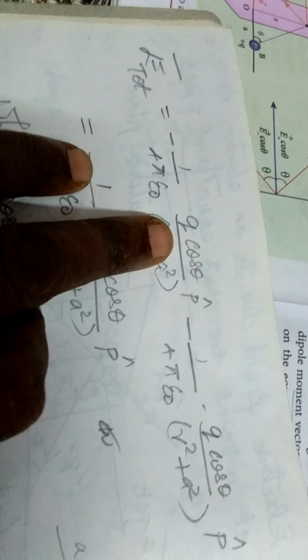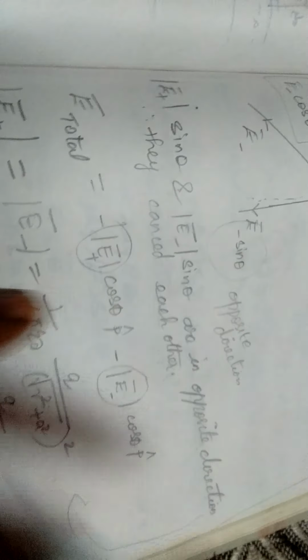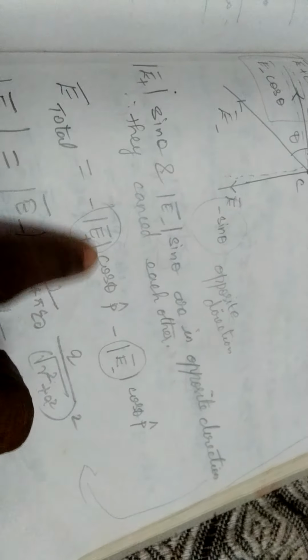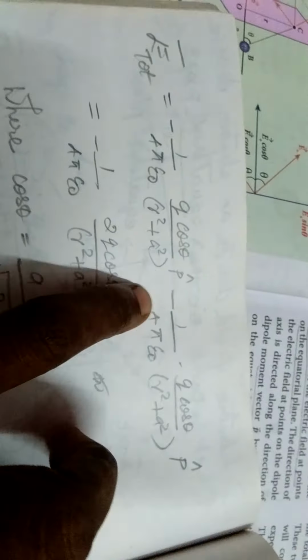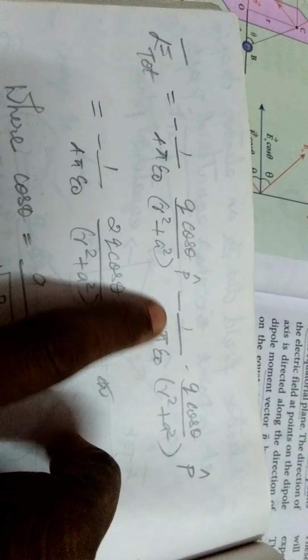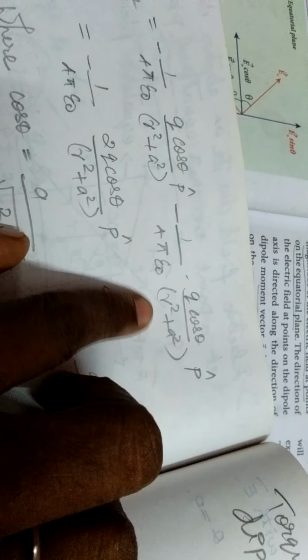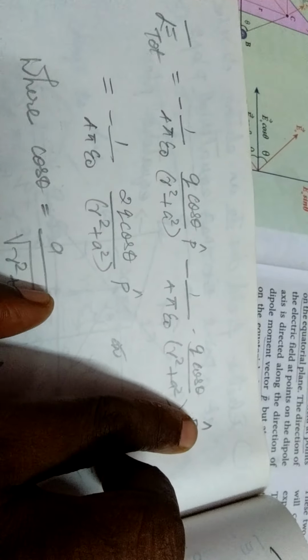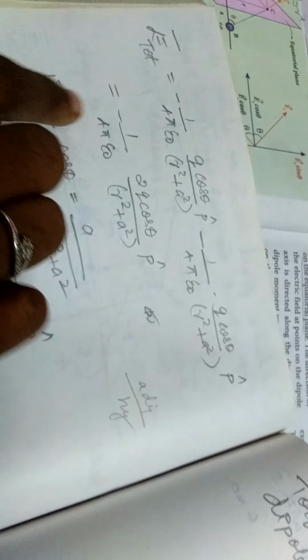The balance is cos theta and the P vector, so we write that here. The same goes for the modulus of the negative E vector: 1 by 4 pi epsilon naught, Q cos theta divided by R squared plus A squared, P cap. Now both are minus, and minus minus adds to minus.